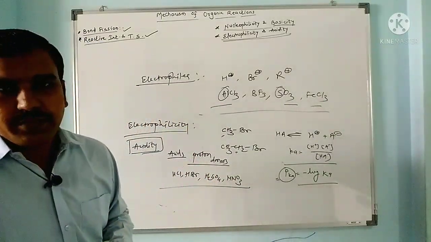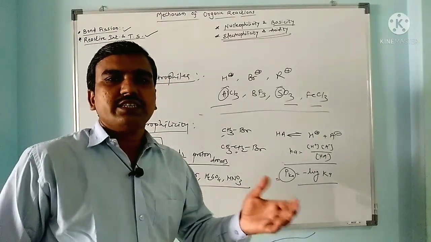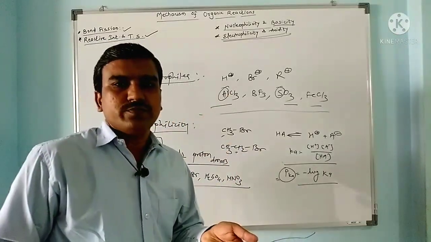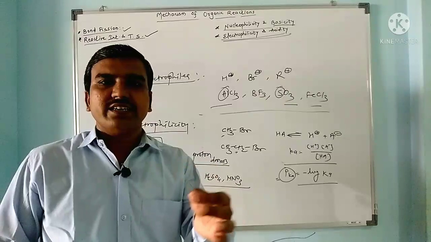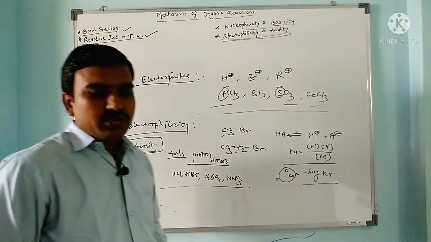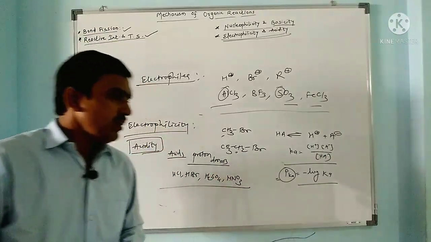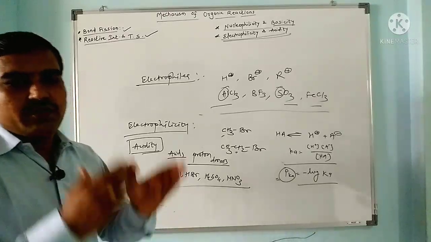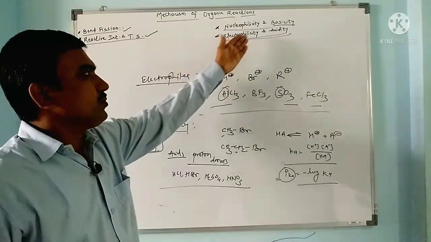Acids are represented in terms of Ka or pKa, and bases are represented in terms of pKb and Kb. These have absolute values, but acidity and basicity are relative concepts; one can be compared with another. These are the fundamental or basic parts of organic reaction mechanism. In this video I have tried to explain fundamental things such as bond fission, the difference between reactive intermediate and transition state, and nucleophilicity, basicity, electrophilicity, acidity.